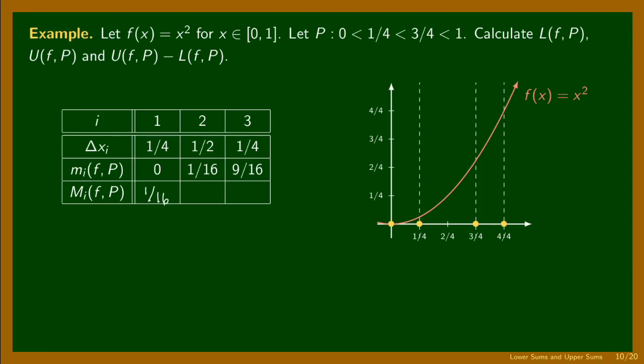Okay? In the second subinterval, the right endpoint is 3/4. F of 3/4 is 9/16. And last but not the least, in our last interval, the right endpoint is 4/4 or 1. F of 1 is 1. So you put 1 here.